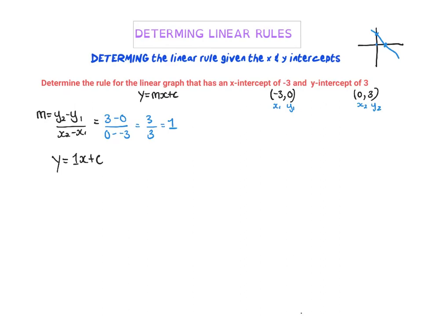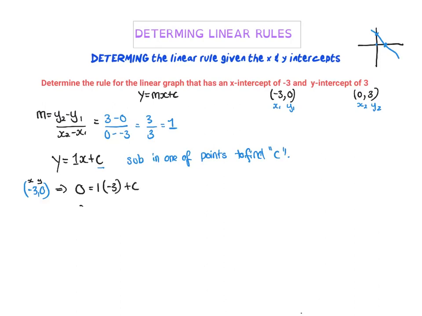So to get this c value, we're going to sub in one of the points, and it doesn't matter which one, to find c. So I'm going to use the first one, -3, 0. So I know when x is -3, y is 0. So into the formula, I've got 0 equals 1 times -3 plus c. So I have 0 equals -3 plus c.